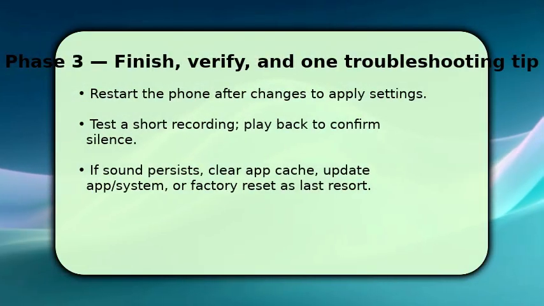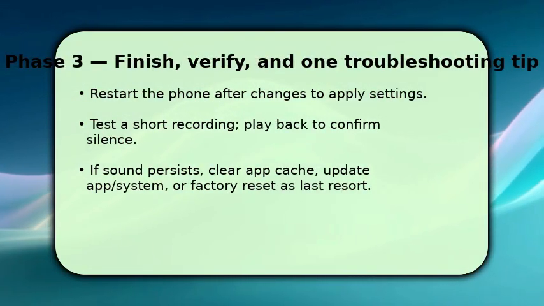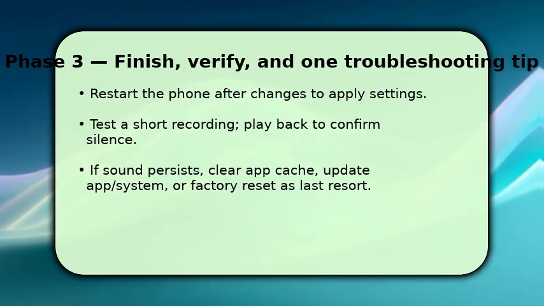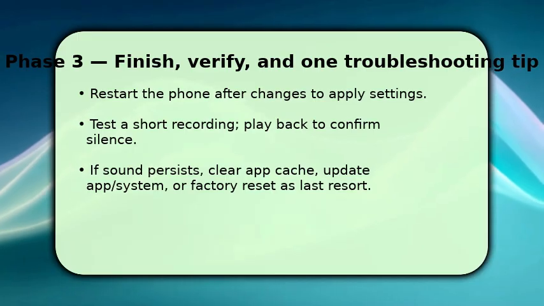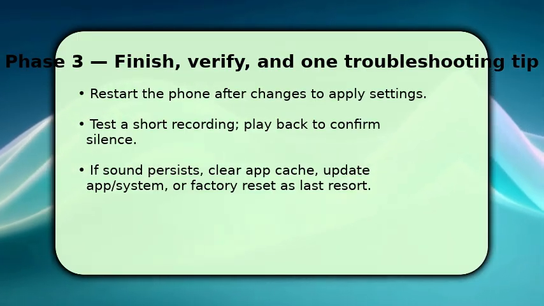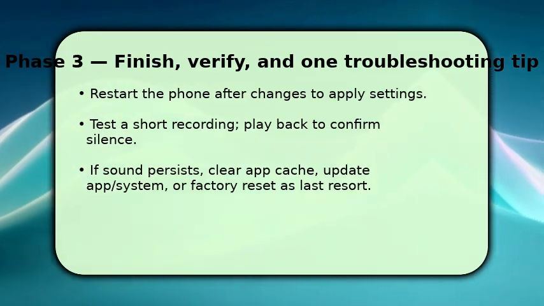Finish by restarting your Motorola to ensure all permission and sound changes take effect. Then make a quick test recording and play it back to confirm there's no unwanted beep or chirp. If you still hear sounds, clear the Voice Recorder app cache and storage, then test again.